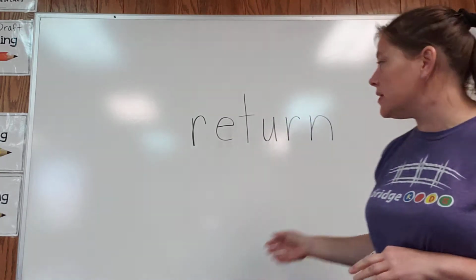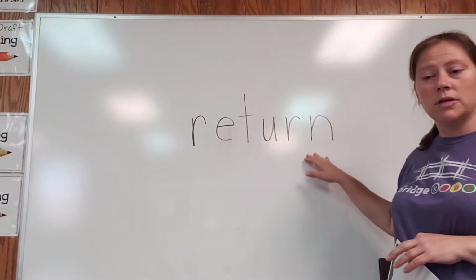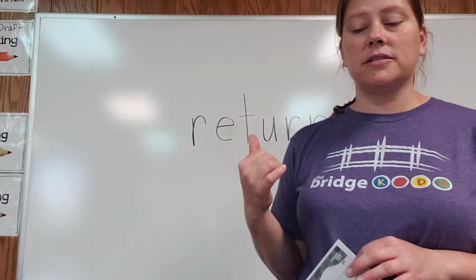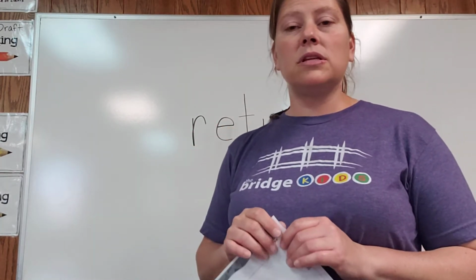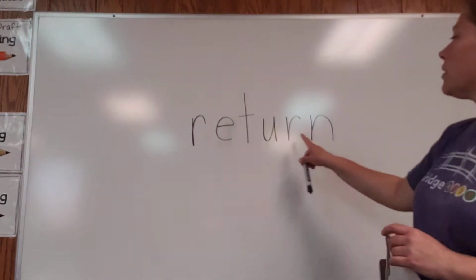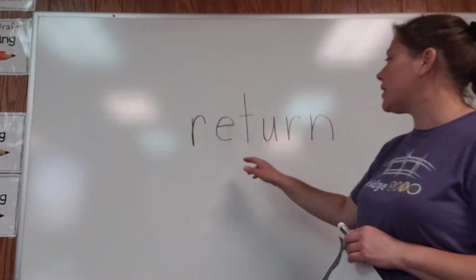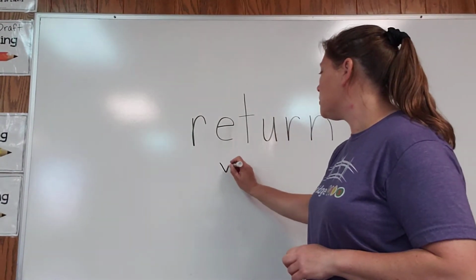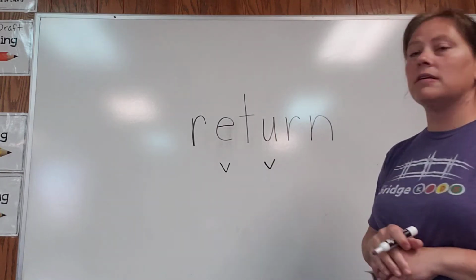First, you're going to look and see if you see a final stable syllable. You're also going to look and see if the word has a suffix. If you don't see either one of those, then you're going to look for vowels. You should notice with this word right here that you can identify 2 vowels. So we're going to go ahead and put the V's underneath those vowels.